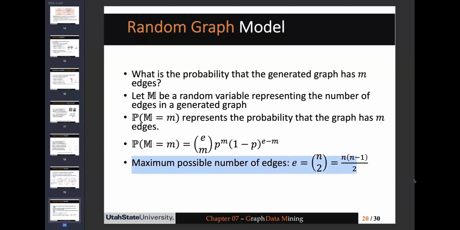So the maximum possible number of edges is n choose 2, which equals n times n minus 1 over 2. And if you were to try to understand the logic behind this, each choice of 2 nodes gives us 1 possible edge, right? So therefore, the maximum number of edges is the number of ways we can choose those 2 nodes from n nodes, right? So this combination is telling us the maximum number of possible edges in a given graph. So it's always going to be n choose 2 for any graph here.